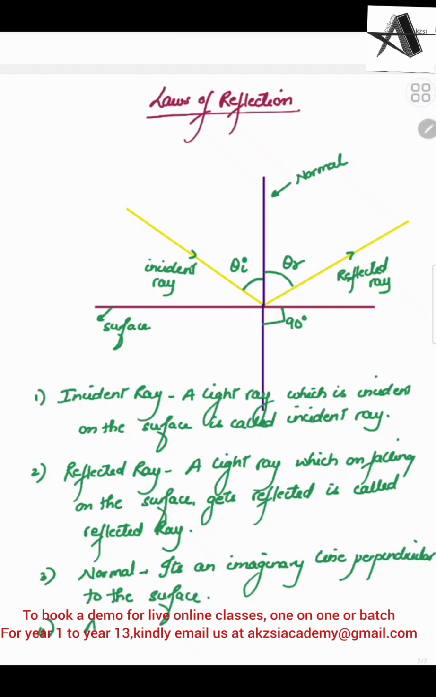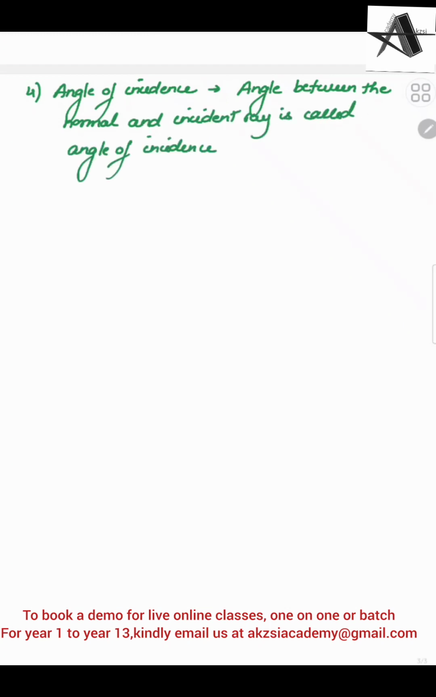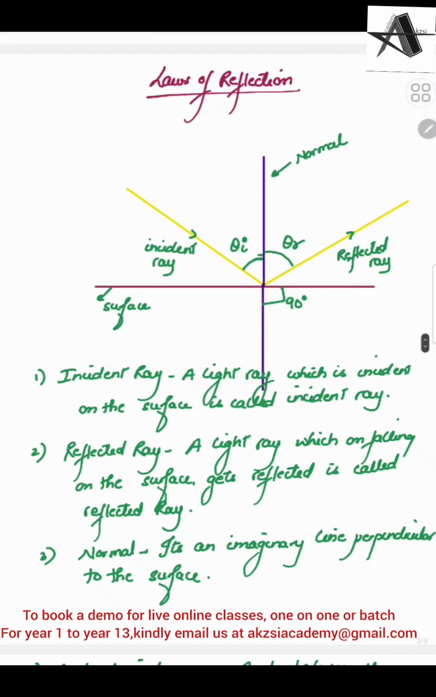Next is angle of incidence, which I'm representing with theta I. The angle between the normal and the incident ray is called the angle of incidence. If you see this diagram, you can clearly see theta I, that is the angle of incidence, is the angle between the normal and the incident ray.